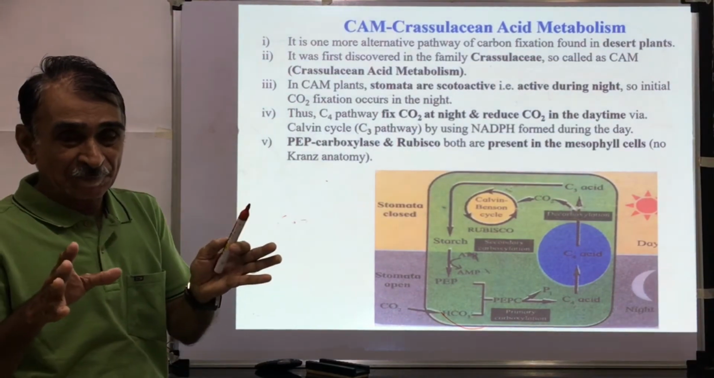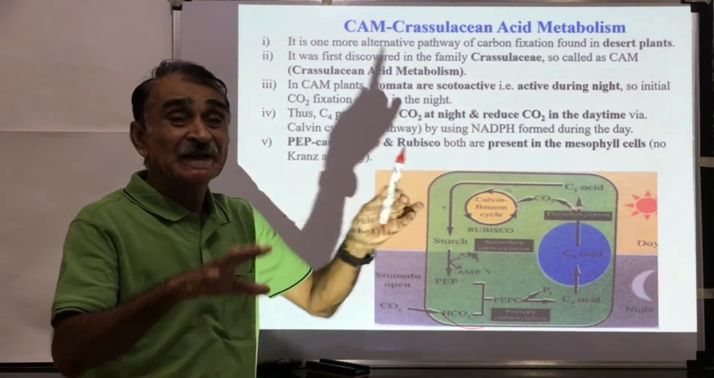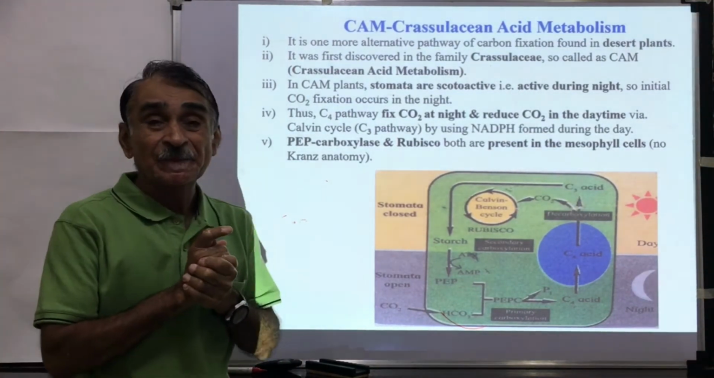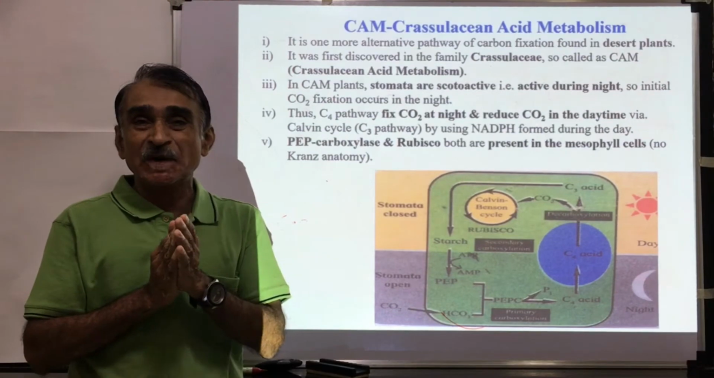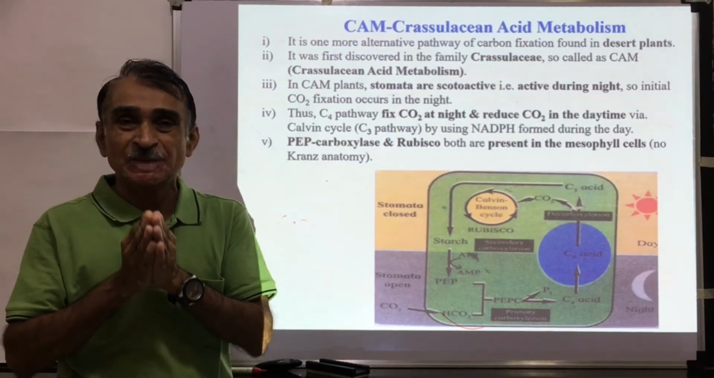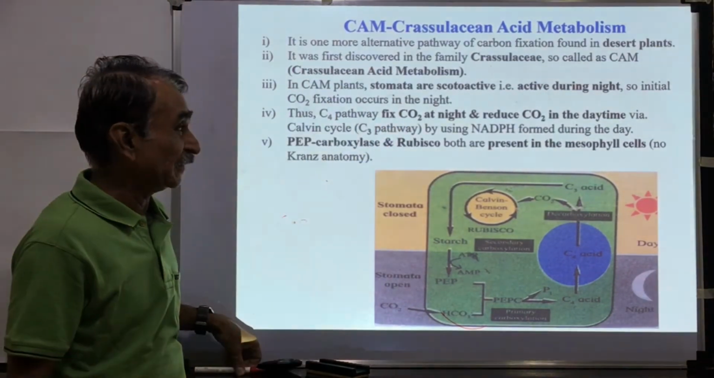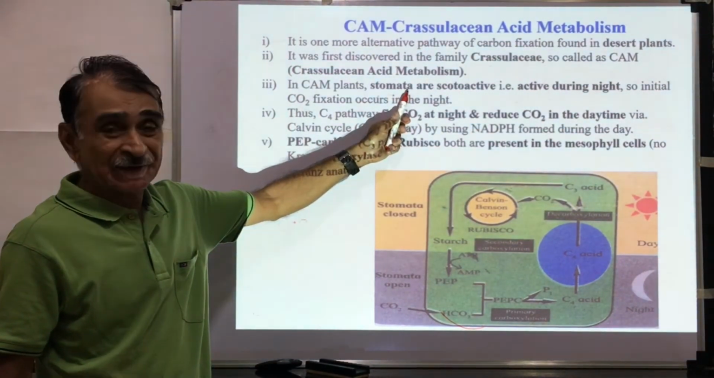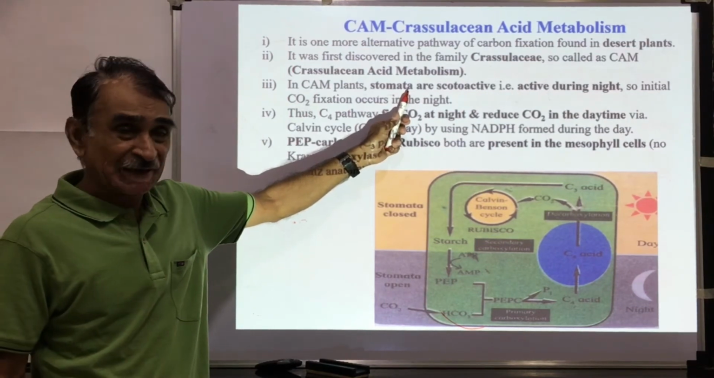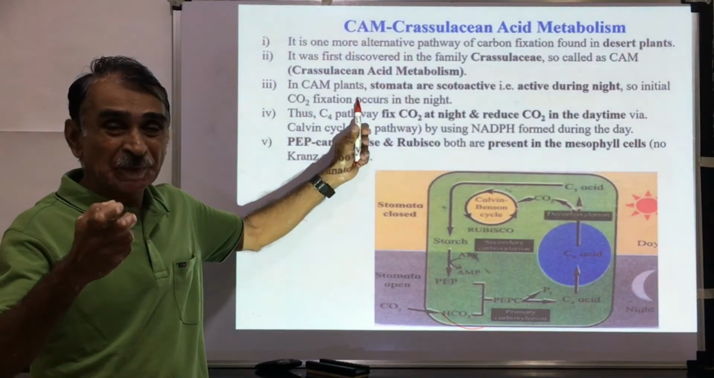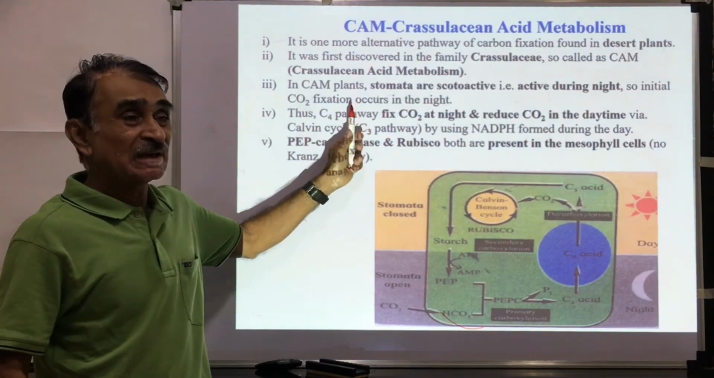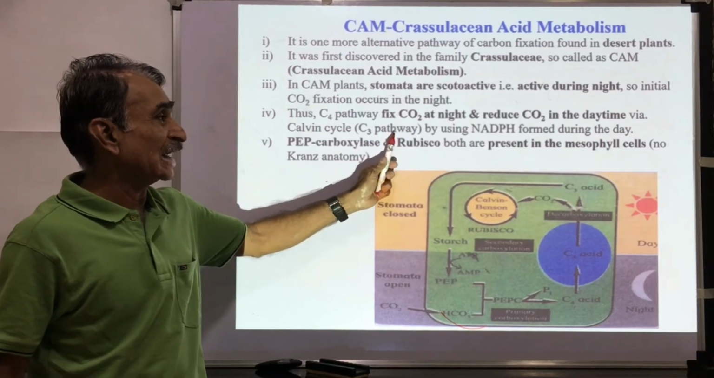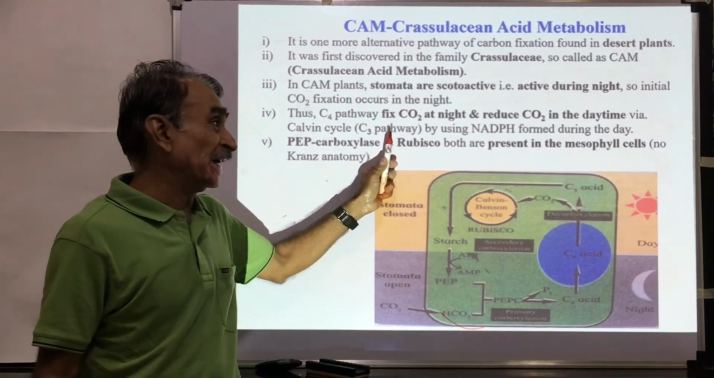In the plants belonging to family Crassulaceae, there is no Kranz anatomy. Then we shall see the things in brief. Crassulacean acid metabolism pathway is present in the plants belonging to the family Crassulaceae. Here in these plants, the stomata are scotoactive, means these are active during the night hours. So initial CO2 fixation occurs in the night hours. Reduction of CO2 occurs during the daytime via Calvin cycle by using NADPH.